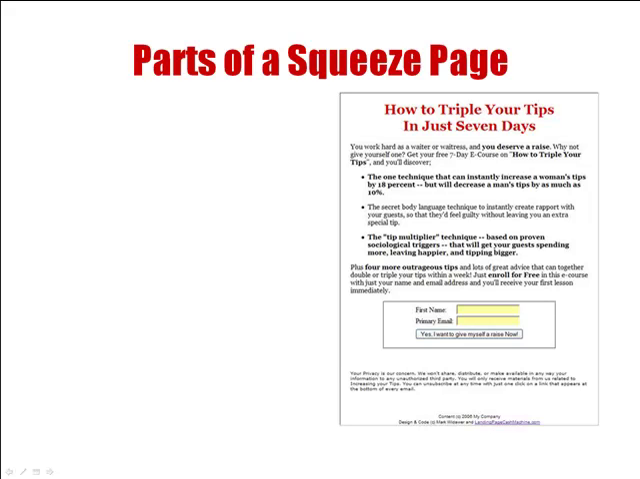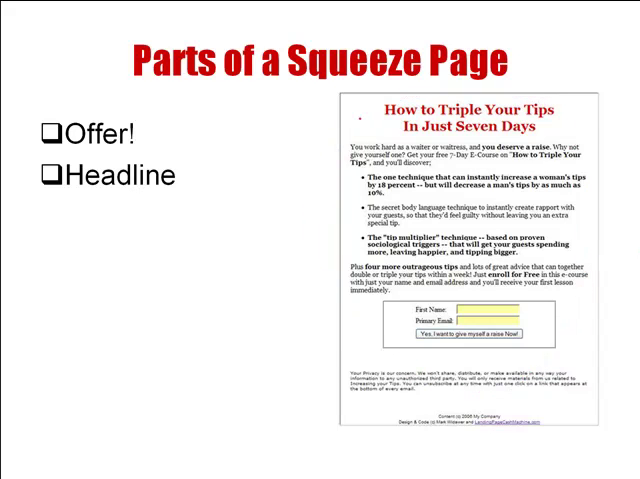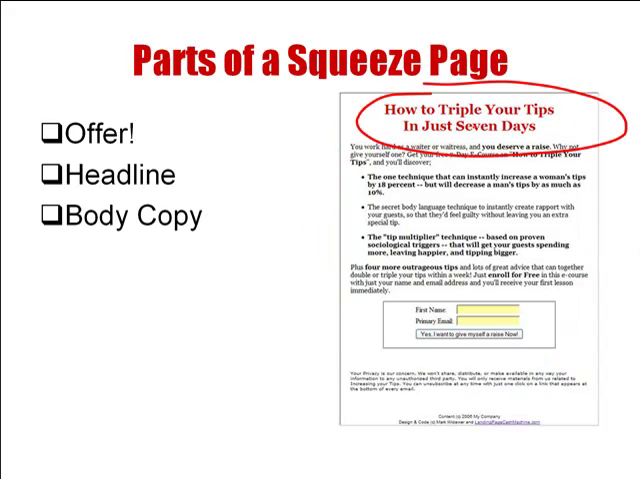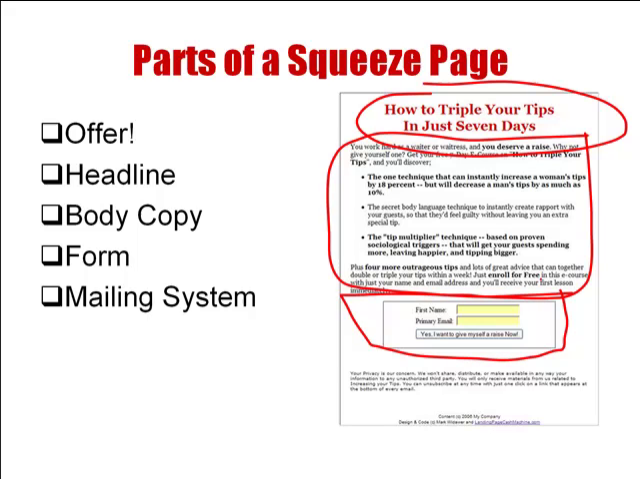Okay, so what are the parts of a squeeze page? I'm just going to run this down real quick. There's the offer, and the offer really is the story of this whole page here, right? What it is that you're willing to trade somebody for the name and email address that you're asking for. You also have a headline. You can see that right here. You've got the body copy. That's all this stuff here. That's copywriting text. You've got the form. That's usually connected to a mailing system of some sort, also called an autoresponder system.